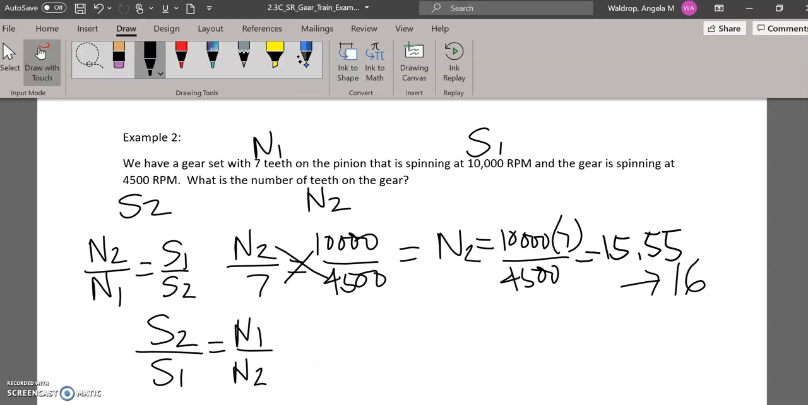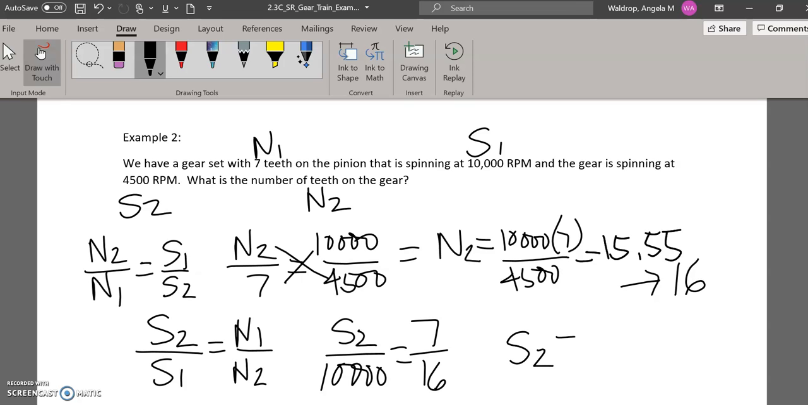Okay, and I'm going to go over and substitute my numbers. I'll have S2, because I'm looking for the new speed for 2, and I've got 10,000, and then I've got 7 over 16. If I go through and do my cross multiplication, I'll find that my S2 is equal to 4375 RPM. Okay? And then we are finished with that problem.